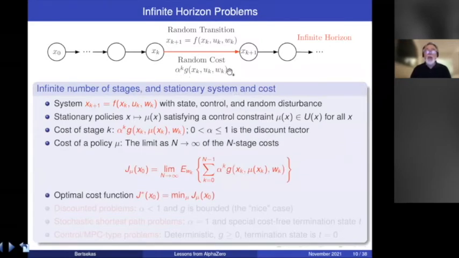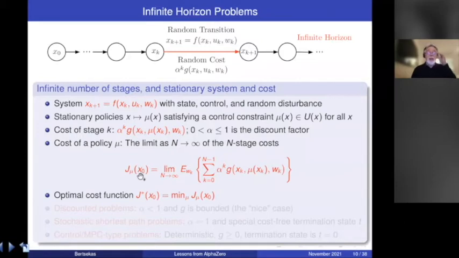There is a cost for each transition, encoded by this function g, and the cost is discounted by a factor alpha. Alpha could be less than 1 or could be equal to 1. And at stage k, the cost is discounted by alpha to the k. And the cost of a policy starting from some initial condition x0 is just a limit of the end stage cost. This denotes expected value over all the w's. This is a random variable, and we take this expected value and take the limit as the number of stages n goes to infinity. So this is a function.